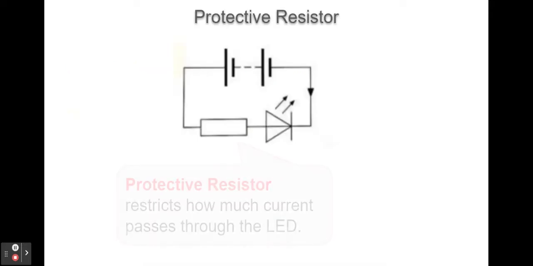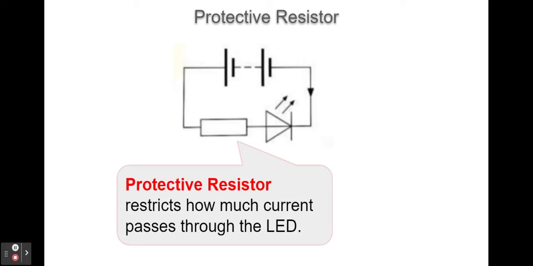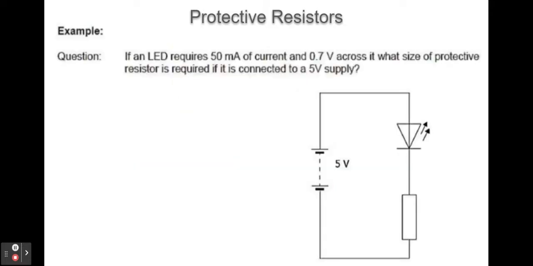Now, an LED requires a protective resistor, and that protective resistor has to be connected in series with the LED, and what it does is it restricts how much current can pass through the LED. Now, it's really common to be asked to calculate the size of protective resistor required. So here's an example of the sort of calculation you might have to do. If an LED requires 50 milliamps and a voltage of 0.7 volts across it, what size of protective resistor is required if it is connected to a 5 volt supply?